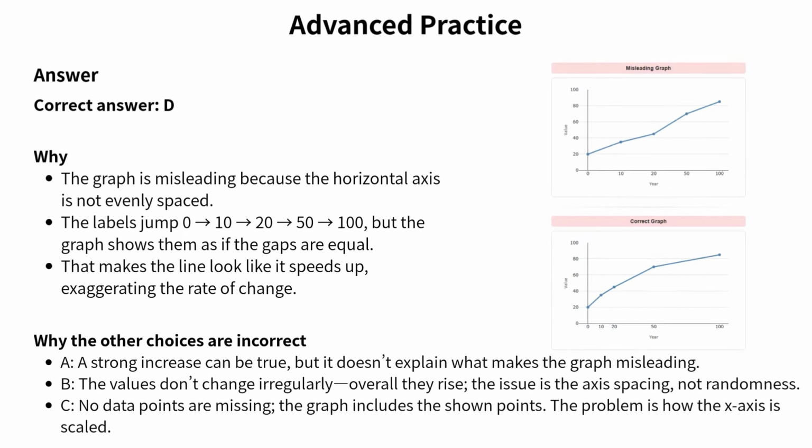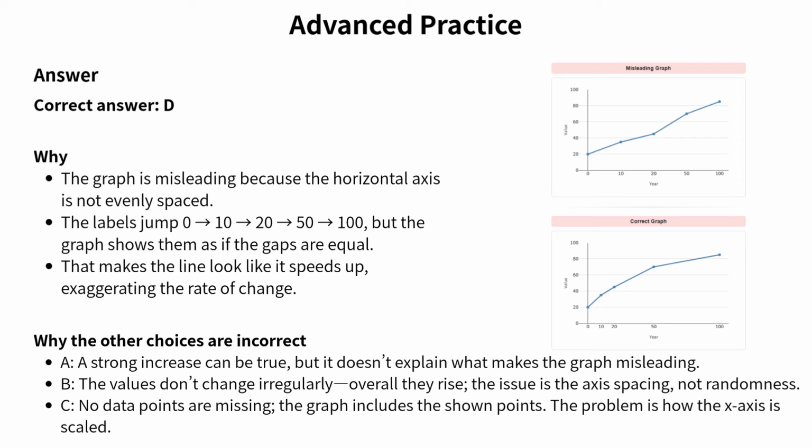Now let's review the answer. The correct choice is D. This graph is misleading because the horizontal axis is not evenly spaced. The labels move from 0 to 10, 10 to 20, then jump to 50 and 100, but the graph places those points as if the gaps are equal. That visual choice changes how we read the slope.